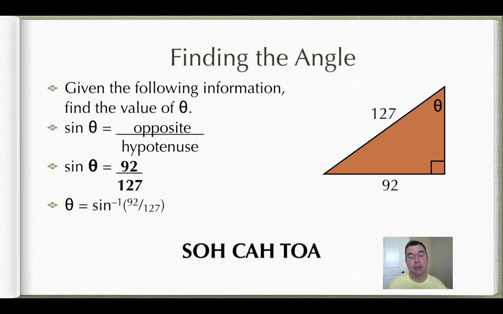And that's something you can type into your calculator. And if you do, you will get theta equaling 46.4. So that's how you find the angle. If you ever want to find the angle in one of these triangles, you're going to have to use either sine inverse, cosine inverse, or tangent inverse. And you can tell those because they've got the little -1 exponent in their notation.